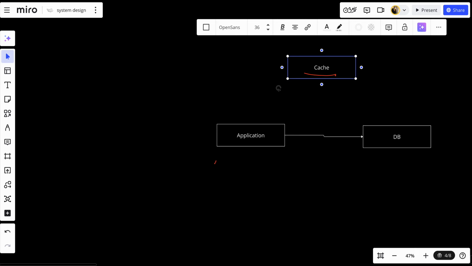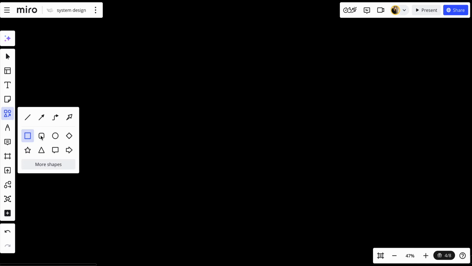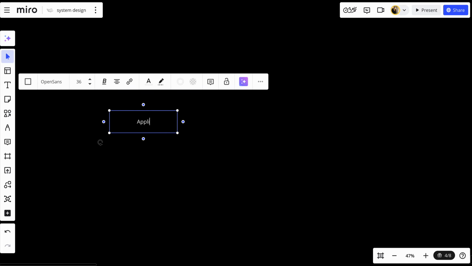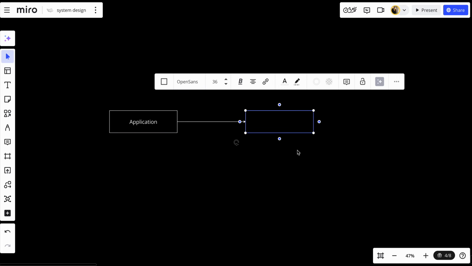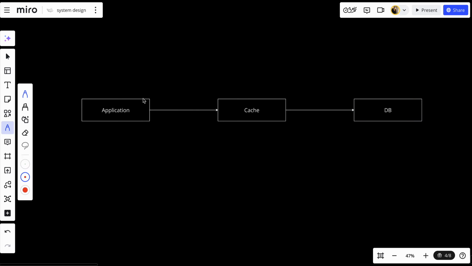Next, I guess we have the write back. In the write back as well, the cache is in line with the database and the application. Let's call it application, and we have the cache, but it has a slightly different approach on how it works. In the write back cache strategy, the application writes to the cache first. The application will send the request to the cache first, which acknowledges the write operation immediately, and the cache then asynchronously writes the data to the database at a later time.